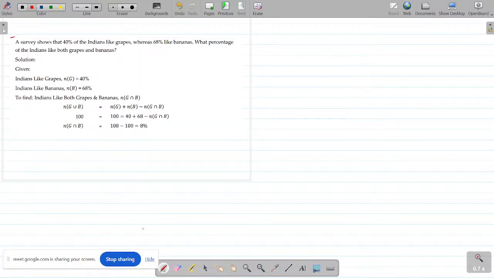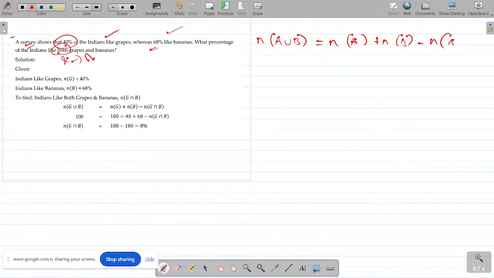So this is the problem. A survey shows that 40% of Indians like grapes, while 68% like bananas. What percentage of Indians like both grapes and bananas? Both means and, which means intersection. We have the addition theorem, right? You remember the addition theorem? N of A union B is equal to N of A plus N of B minus N of A intersection B.